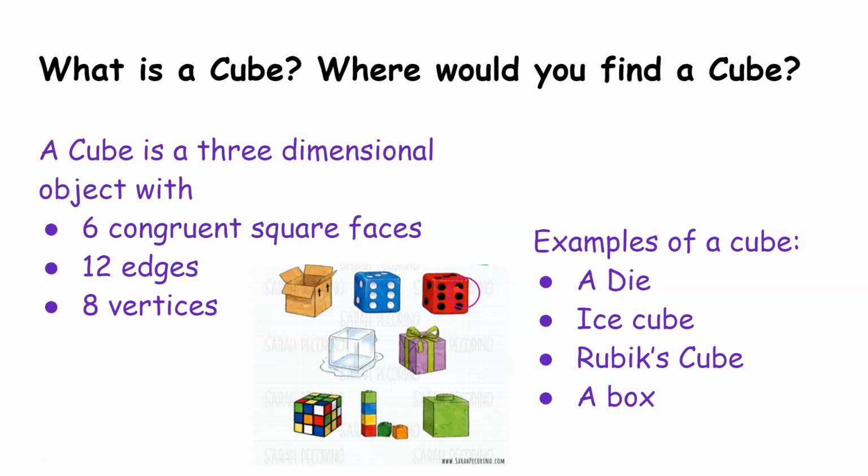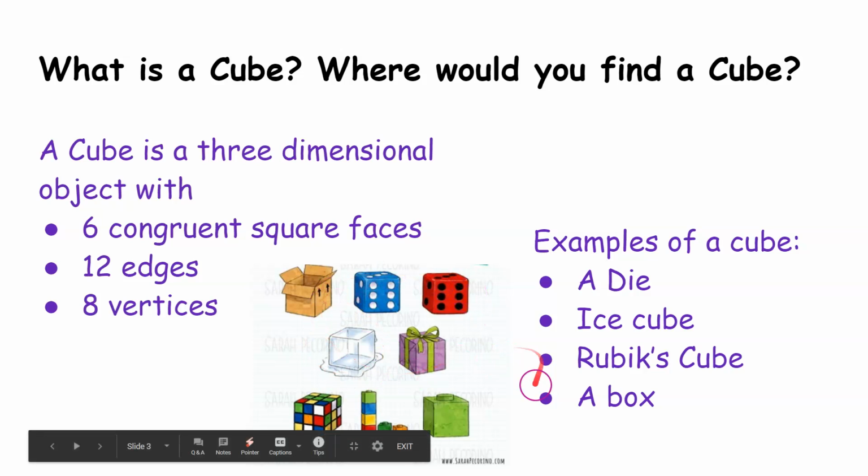So if we look at this die, on this face, it's the same size and shape as the other face, and the one on the top, and the other face on the other side. Same thing goes for all the other cubes.